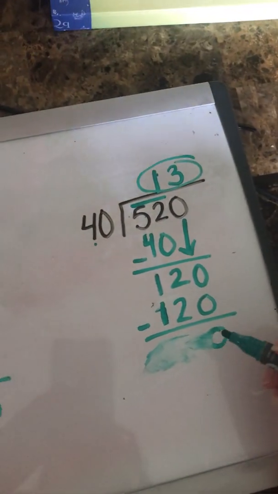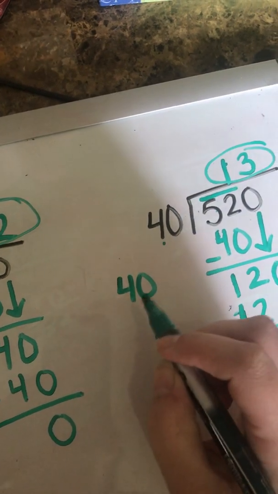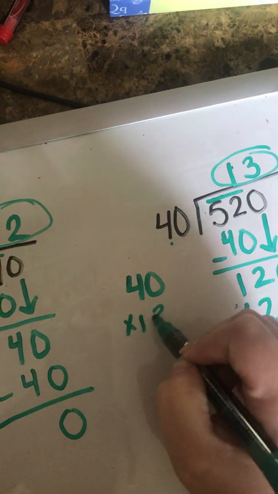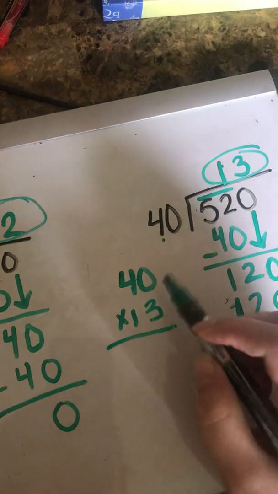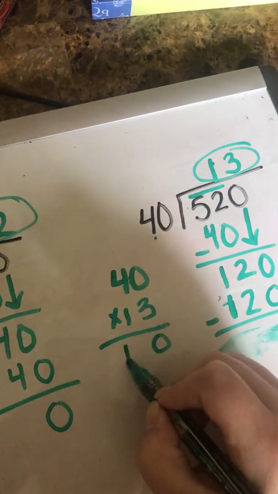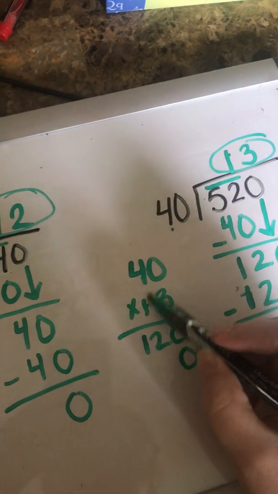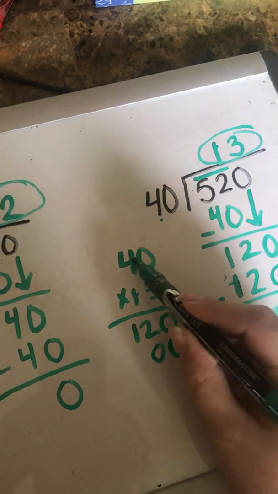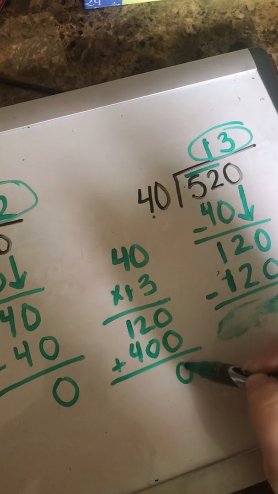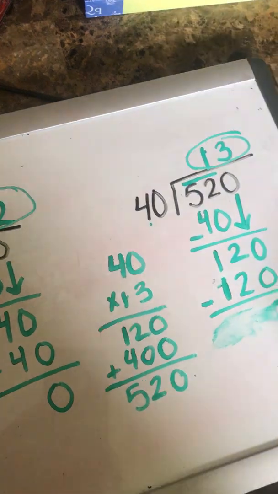And then you're going to check these just like you would any other problem. You'd write 40 times 13. We have 3 times 0, 0. 3 times 4 is 12. Put our 0 down. 1 times 0 is 0. 1 times 4 is 4. We can add 0, 2, 5. And they match, so we know we're correct.